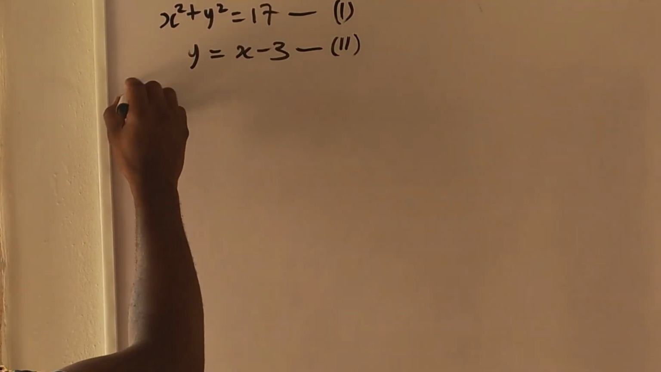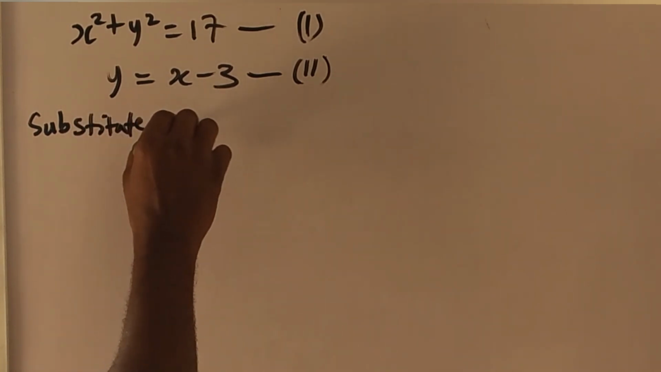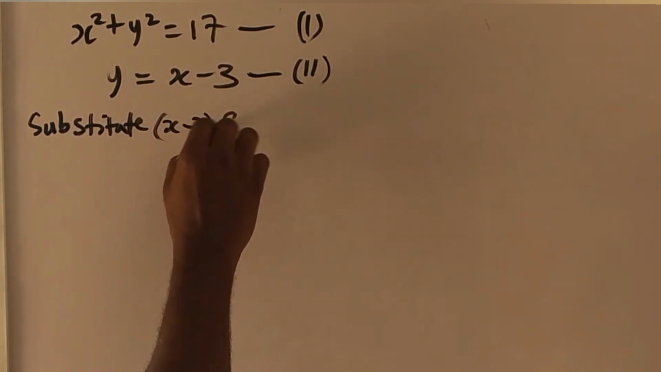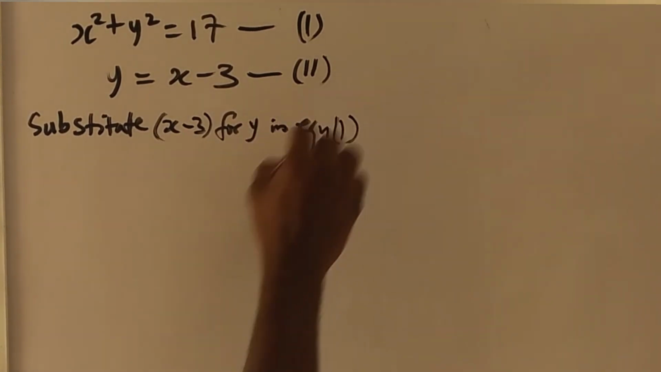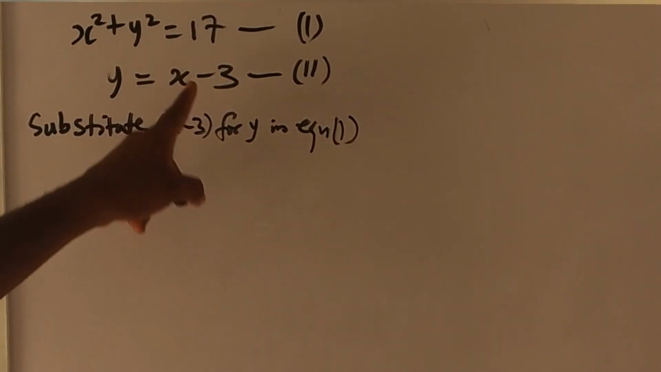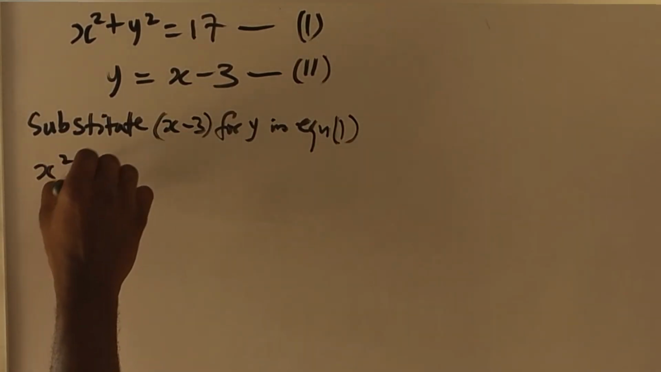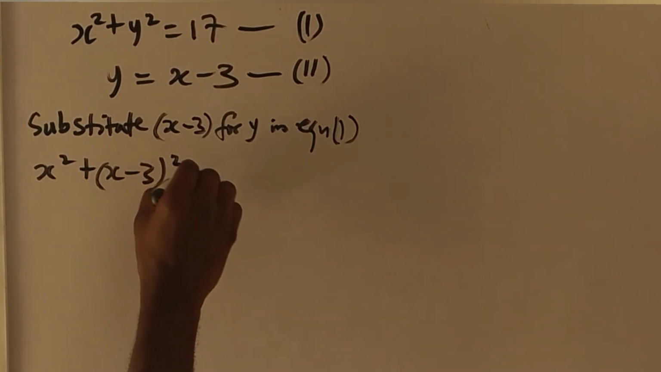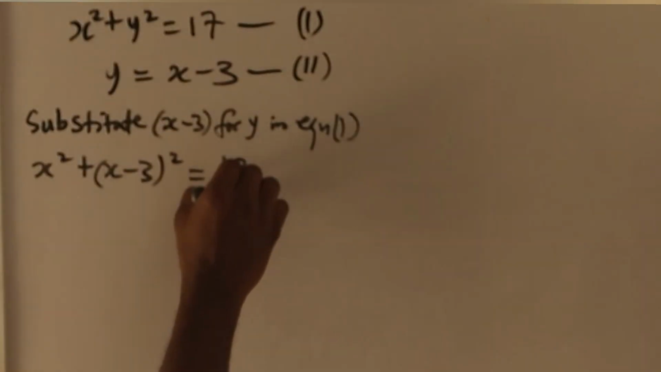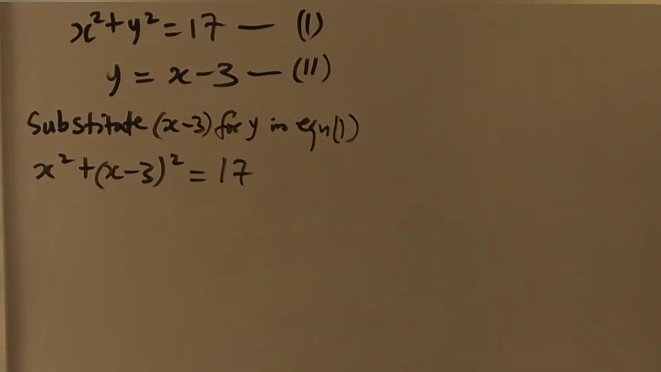So substitute x minus 3 for y in equation 1. It means where you see y squared, you put x minus 3 squared. So you're going to be having x squared plus, instead of y squared, x minus 3 squared is equal to 17. That's equation 1. So we have substituted x minus 3 for y in equation 1.